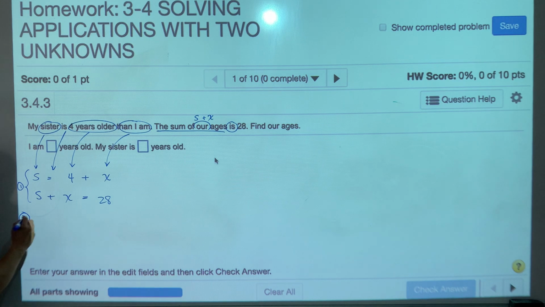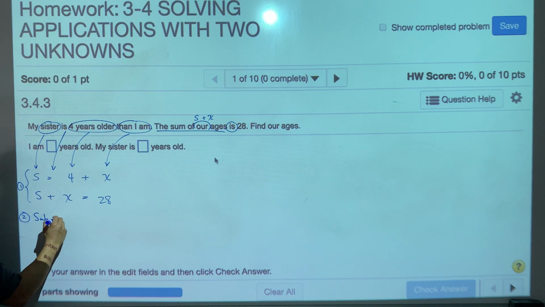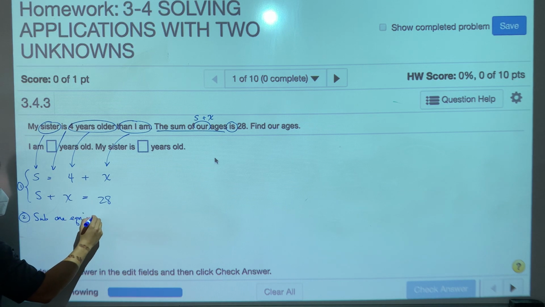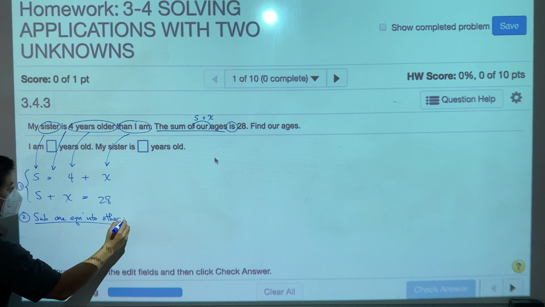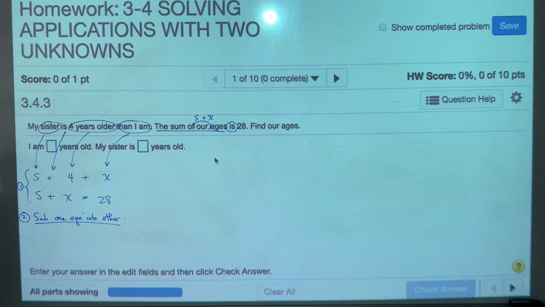So you're going to substitute one equation into the other. What do I mean by that? What I mean is that you should look at one of them and see if one can easily be placed into the other. How do you identify easily placed? Easily placed is when one of the variables is on one side and everything else is on the other. Why do I say that?